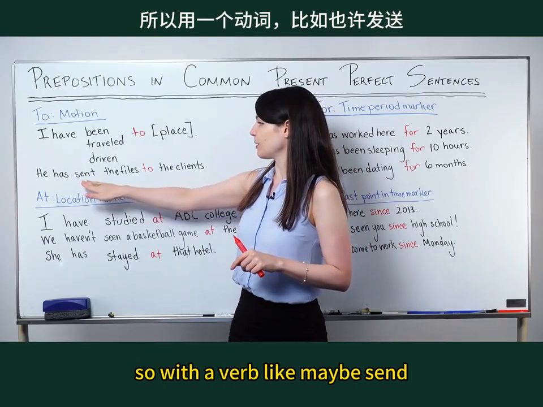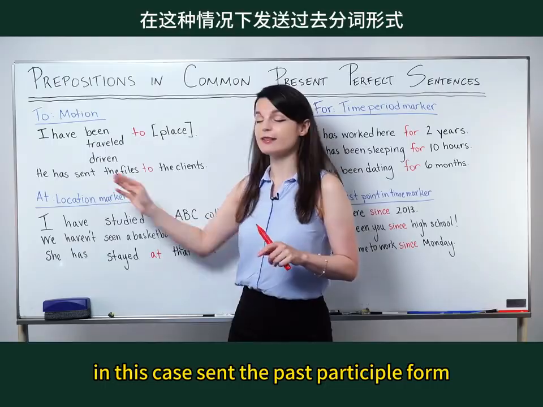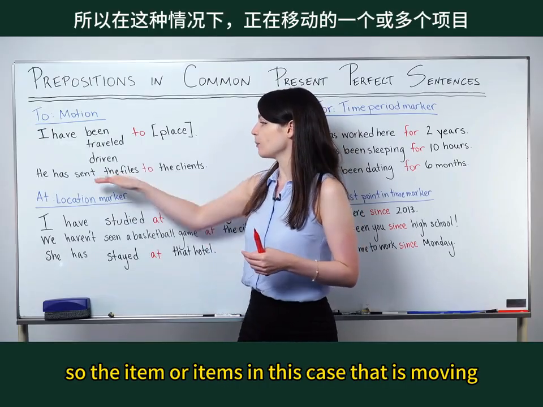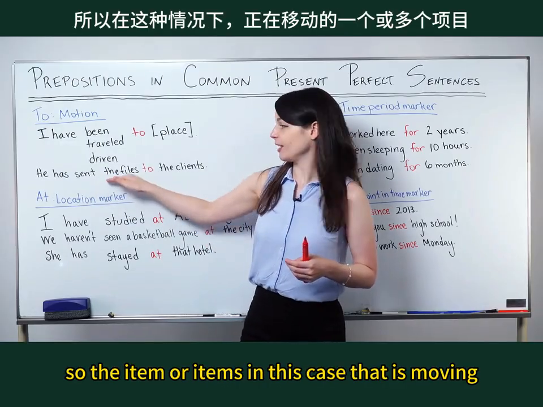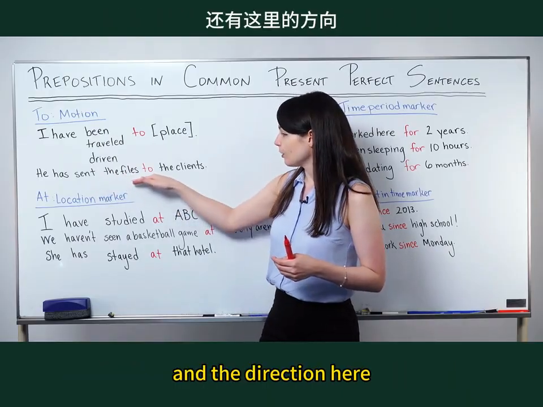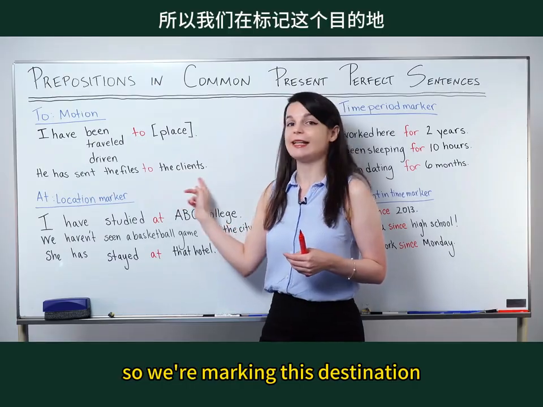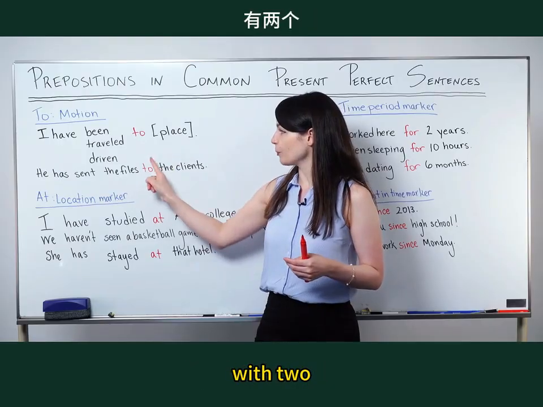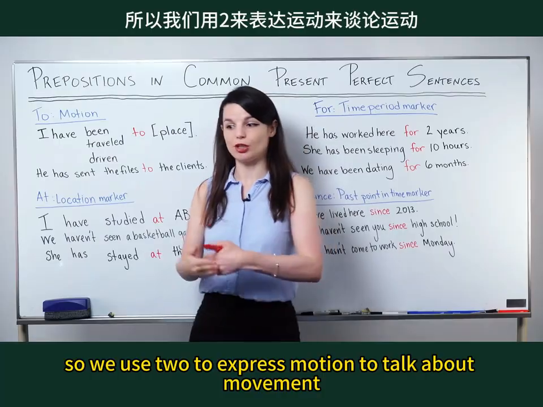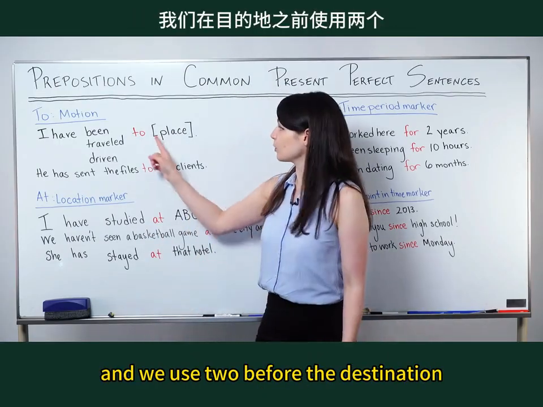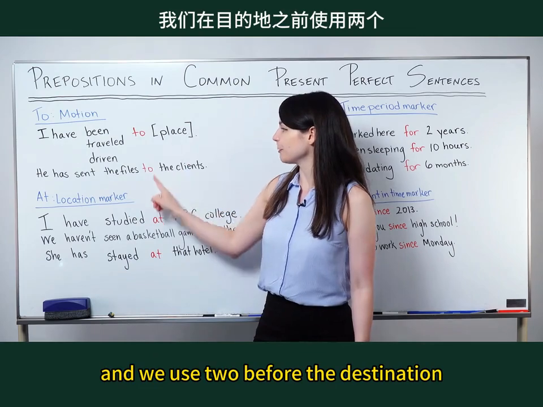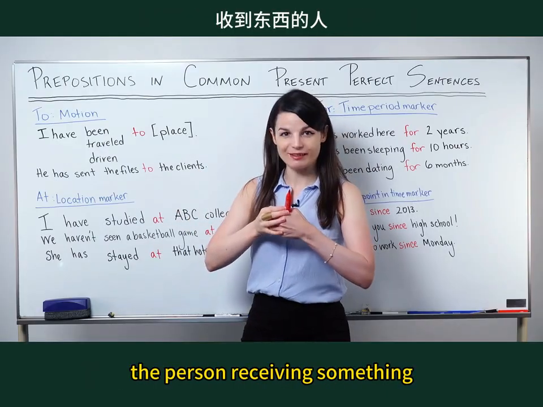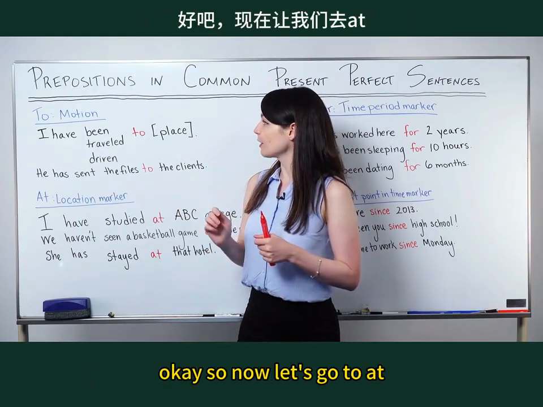So with a verb like send, in this case sent, the past participle form, we use to talk about the item or items that is moving and the direction here. So we're marking this destination and we're showing the movement, the relationship here with to. So we use to express motion, to talk about movement. And we use to before the destination, the place where we're going, or in this case, the person receiving something. Okay, so now let's go to at.